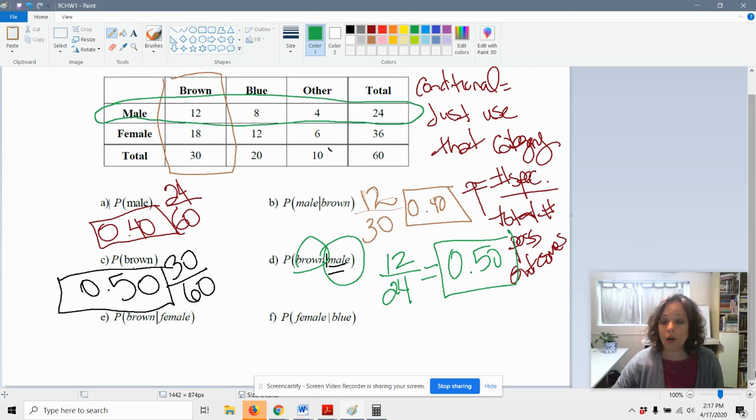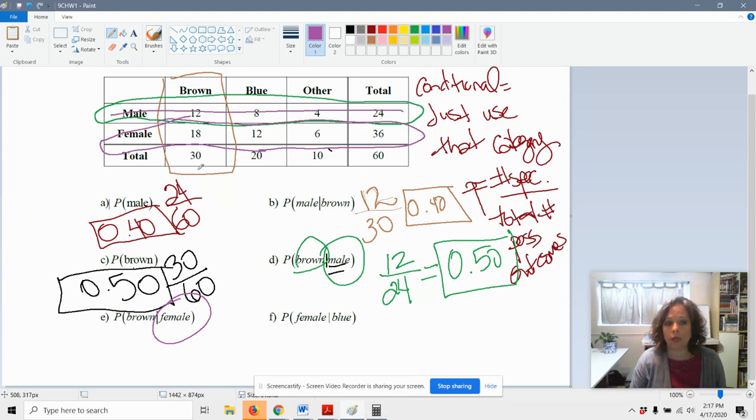Okay, so on part E, we do have a conditional statement. Okay? The condition this time is female. So we are only interested in this female data, nothing else. Everything else has disappeared to us. We're not worrying about the male data. We're not worrying about the total data. We're only interested in that middle line data, nothing else, right?